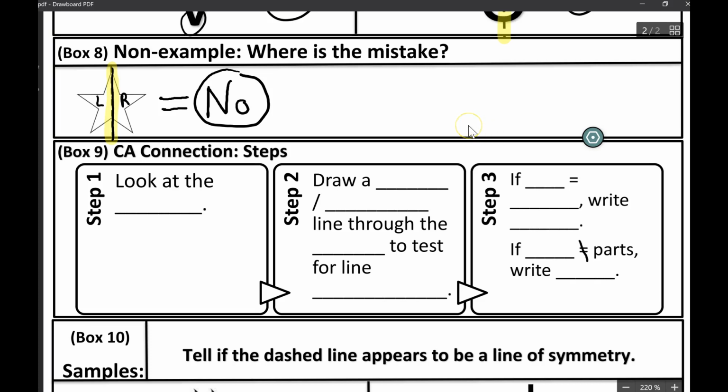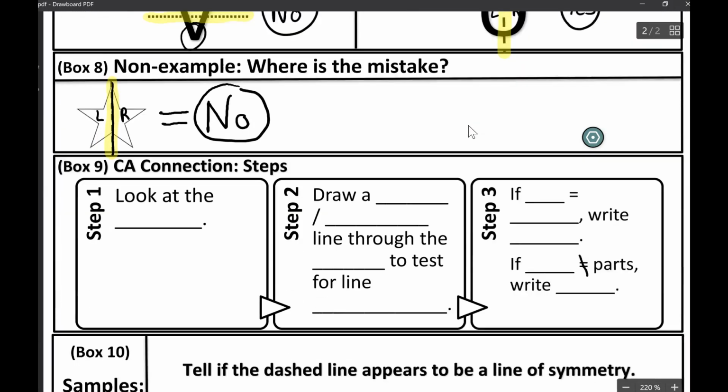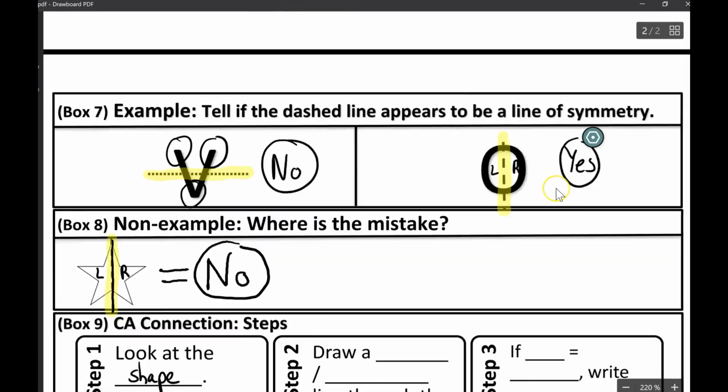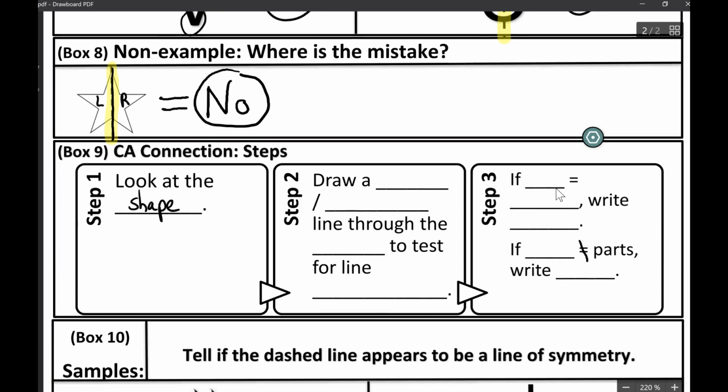Going into box 9, our critical attribute, the connection steps. Step 1, we are going to look at the shape. Let's go ahead and look at the shape. That's our first step. Step 2, we are going to draw a vertical, and I'll just draw a line. Vertical, this means vertical, slash horizontal, you guys can draw these too. That way you remember what vertical and horizontal is.